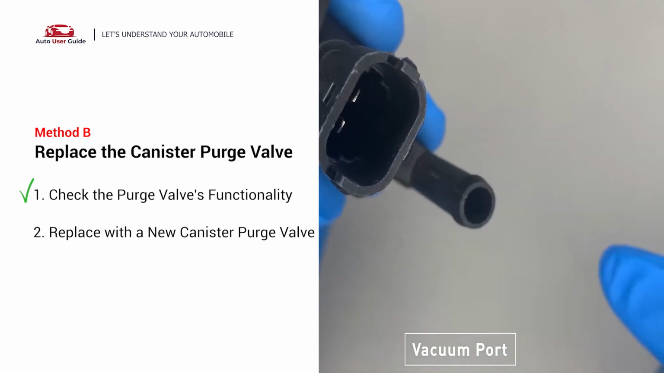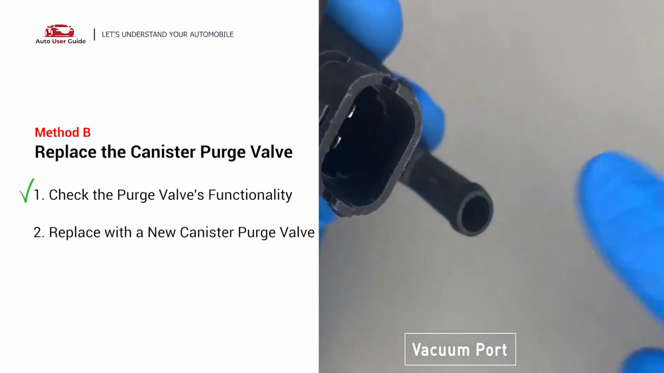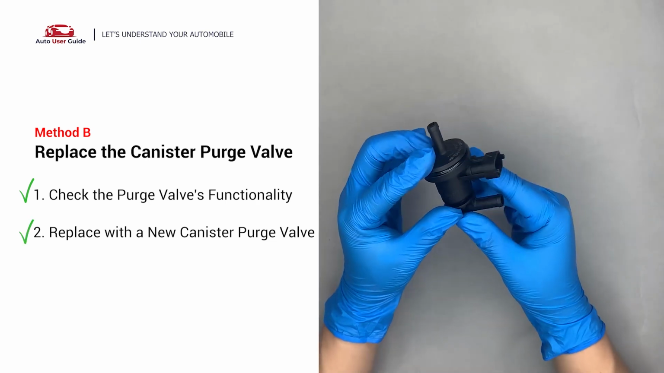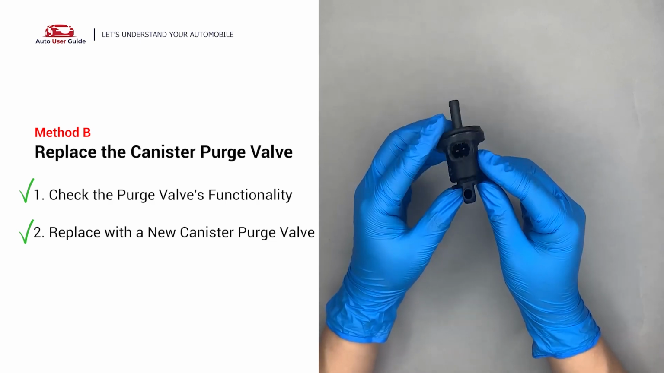If your finger experiences no vacuum, it means the canister purge valve is stuck and needs to be replaced. Simply take the used canister purge valve off and replace it with the correct new one.